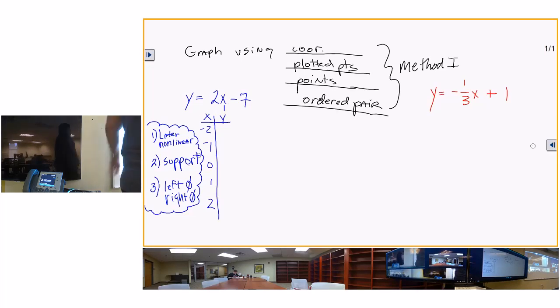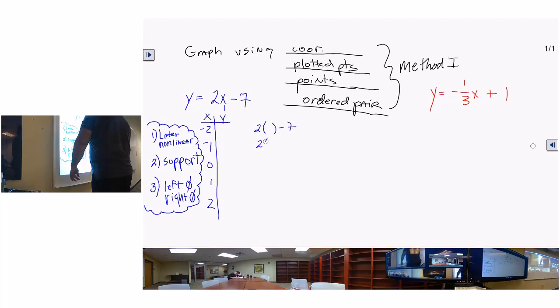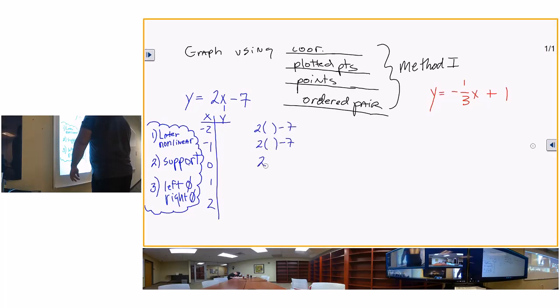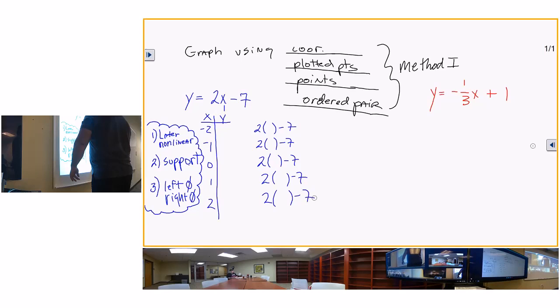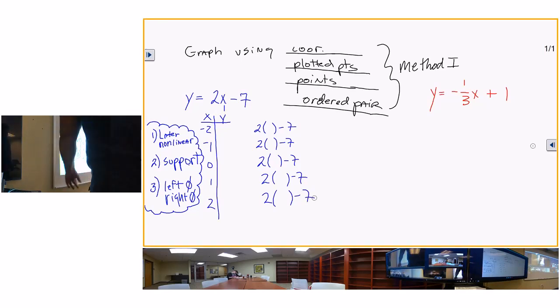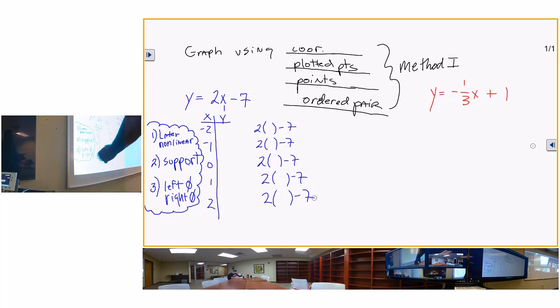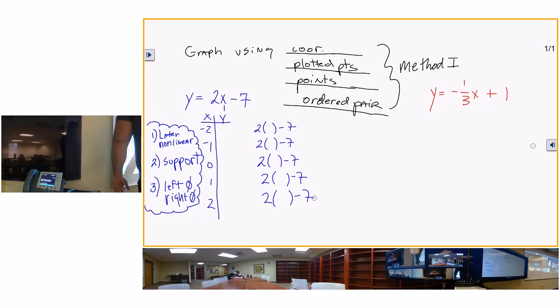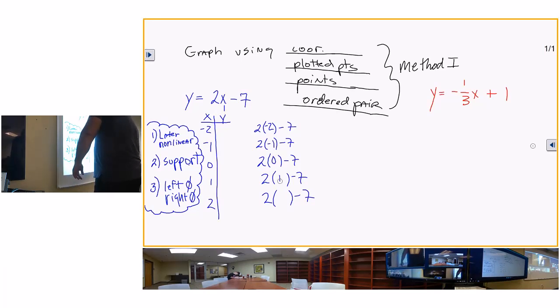So, here we go. 2 parentheses, -7. Now this is for the person that didn't create this method, the person that has always sucked at graphing. Put parentheses, and what are you going to plug in? The X. The -2, good. -1, 0, 1, 2. And now you're going to chug.